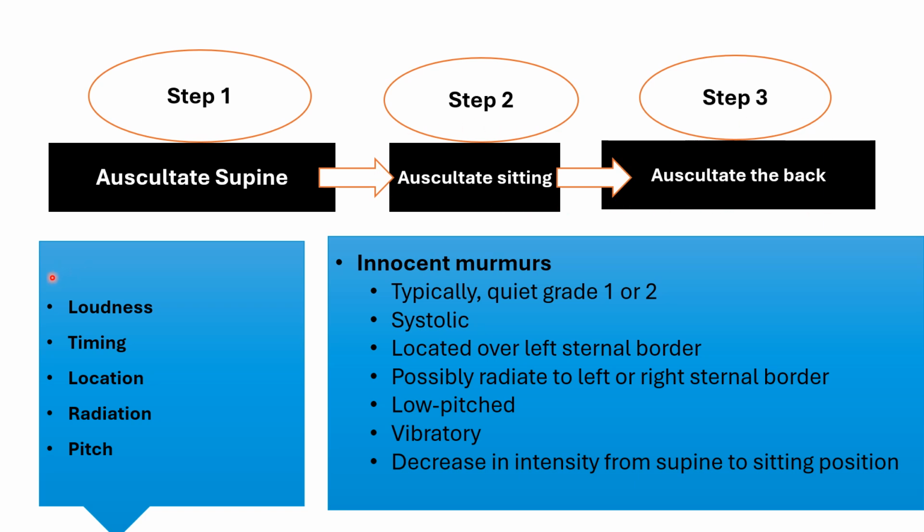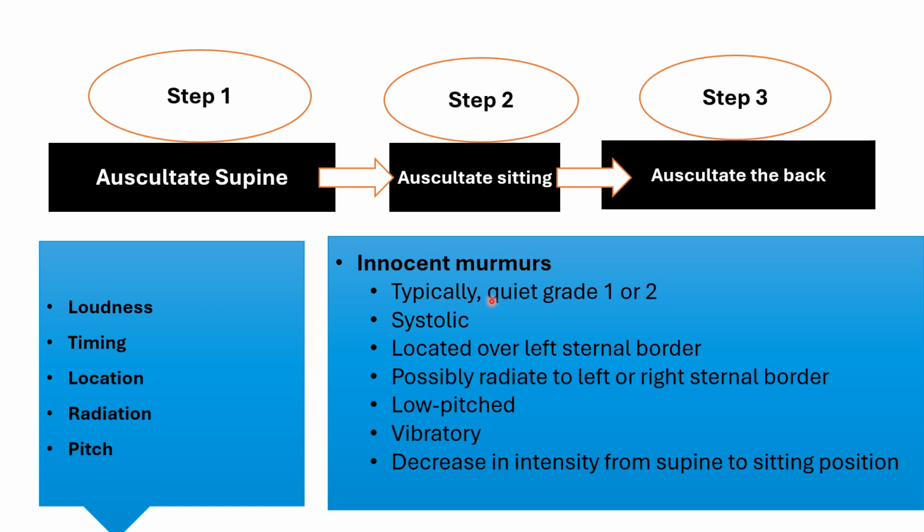When you check for murmur, check the loudness of the murmur. We grade it from grade 1 to grade 6. Grade 6 is the highest, grade 1 is the lowest. Timing of the murmur, systolic or diastolic. Location of the murmur will help you to identify the source of the murmur. Radiation of the murmur and pitch of the murmur.